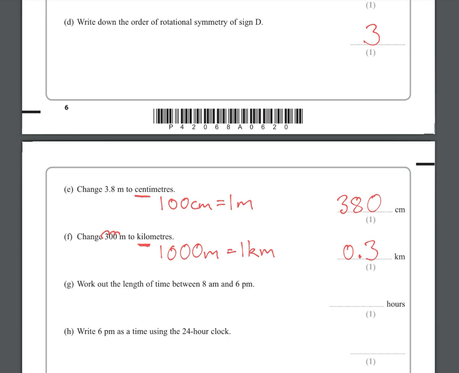1, 2, 3. So that's going to be 0.3 kilometers, less than a whole one. Length of time from 8 AM to 6 PM. So 8, obviously we've got to go up to noon, so up to 12, that's 4 hours, and then on to 6, that's another 6 hours, so that's 10 hours in total.